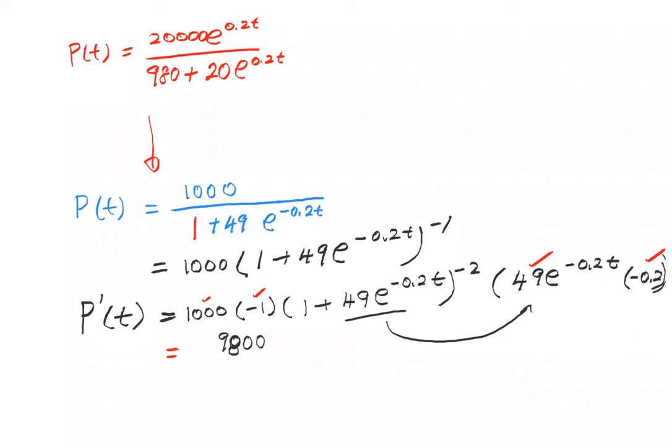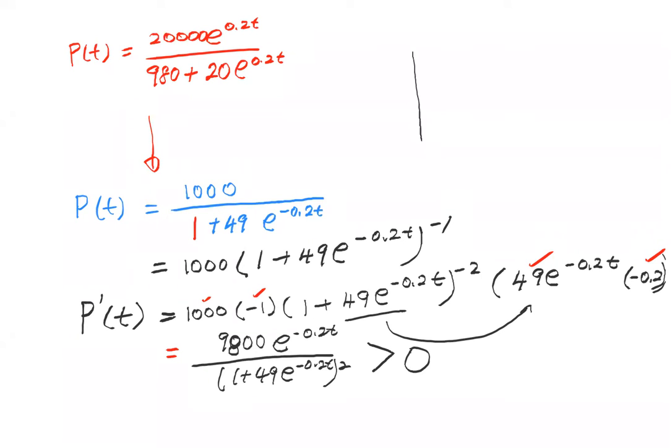9,800. Okay. 9,800 e to the power negative 0.2t divided by (1 plus 49 e to the power negative 0.2t) squared. So this is always greater than 0. So if the derivative is always greater than 0, it shows that P(t) is always increasing. Am I right? So that is how you do the application.